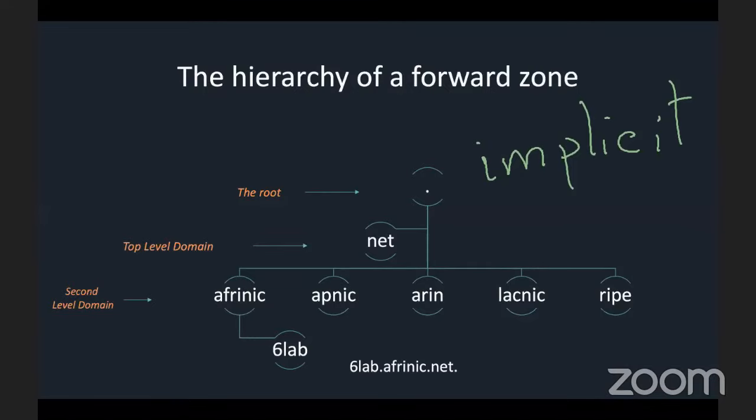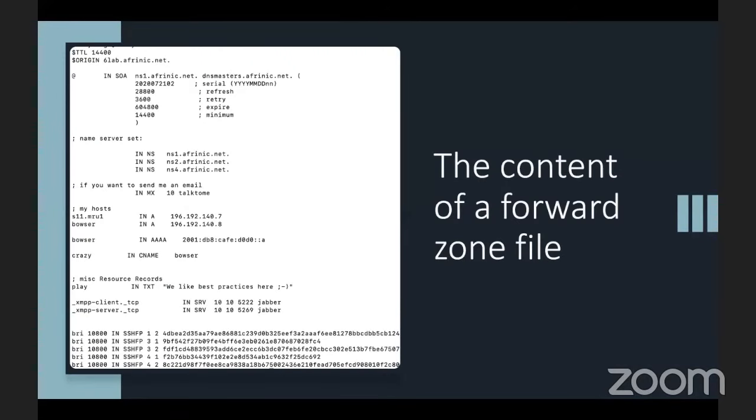Yes, you're right. Then you have the forward zone, which is, let's say, the more natural. We have a name, and we want maybe the IPv4, IPv6. This is the kind of content that you have in the forward zone file. Usually we have what we call the resource records.